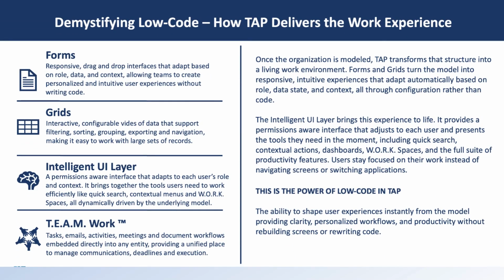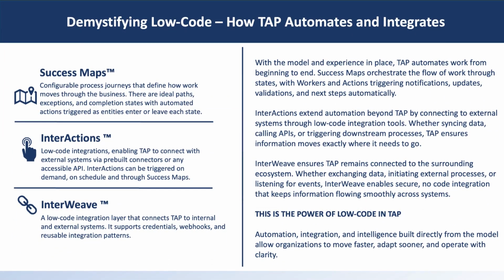Once the model is defined, Tap transforms it into the screens your teams use, the workflows they follow, the automations that support them, and the intelligence that helps them make better decisions. This model-driven approach creates a consistent and adaptable environment where change is easy and business logic stays aligned across the entire system. Almost everything you're about to see is built with no code.